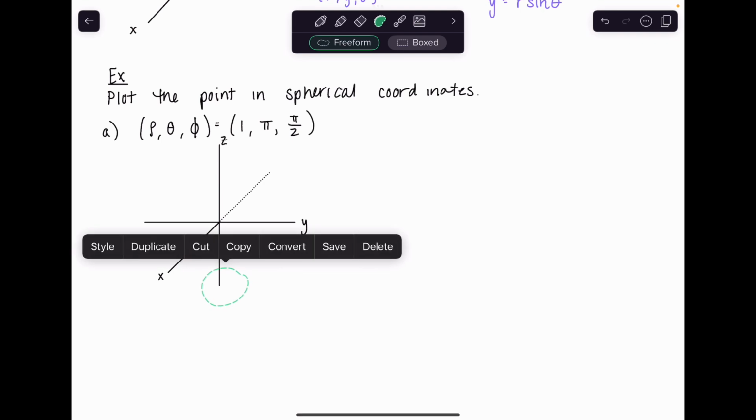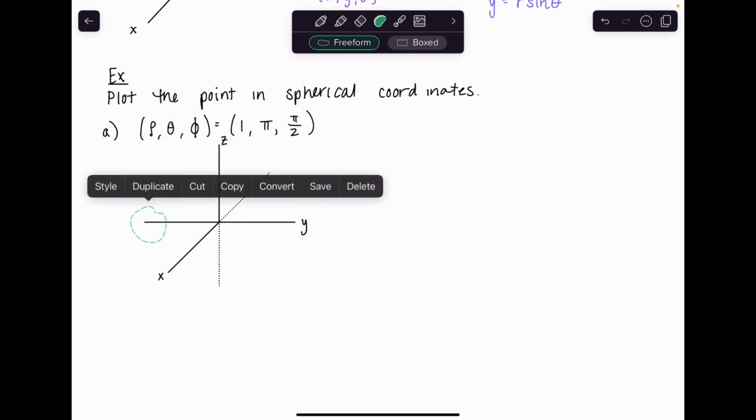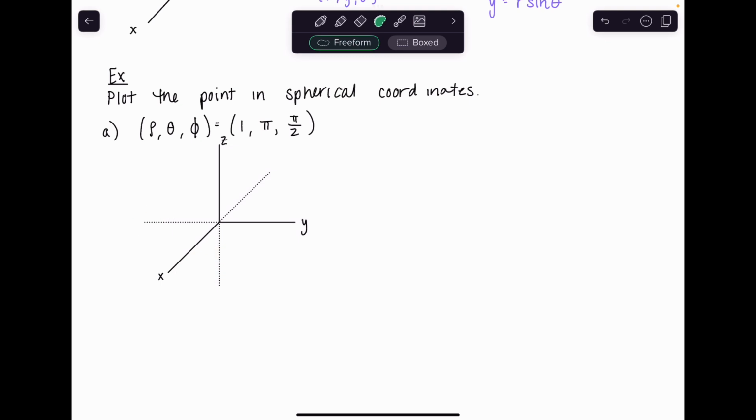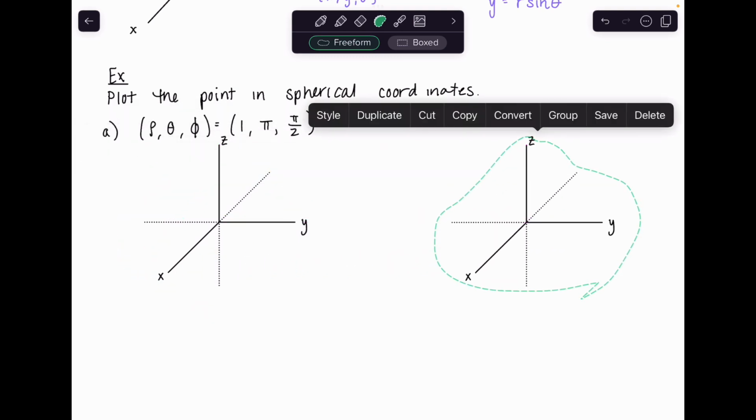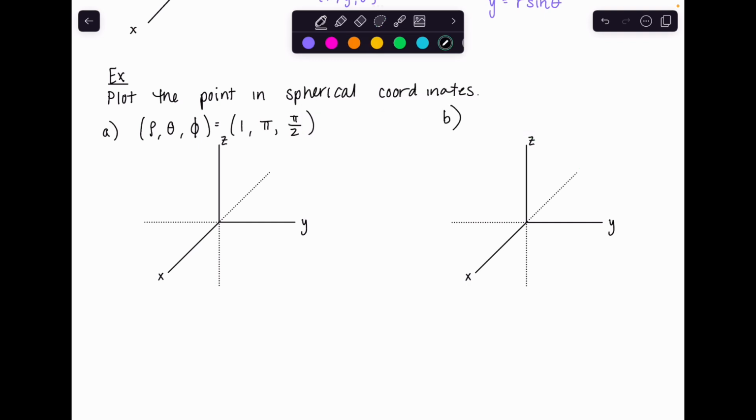And since I'm going to need this for the next one, I'm also going to cheat ahead of time and just duplicate this so I don't have to redraw it. So this will be for B. Okay. So what you should do with these is I would recommend starting by plotting your radius. And what you're going to do is plot that on the z-axis. So starting at the origin, go out whatever your distance is for rho. So in this case, that would be 1. So let's say 1 is right here. Okay. So that is my distance to the origin.